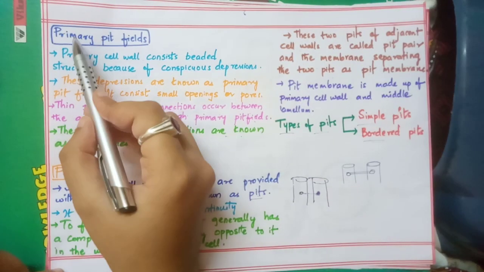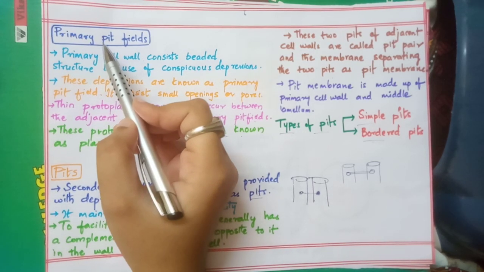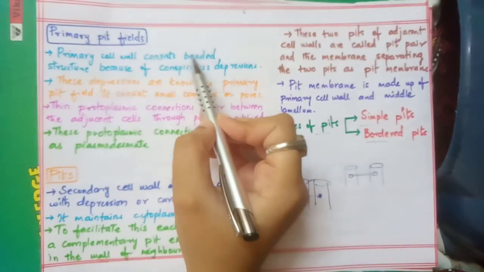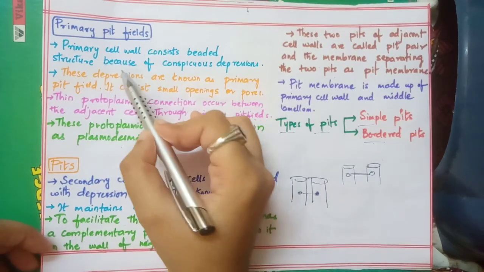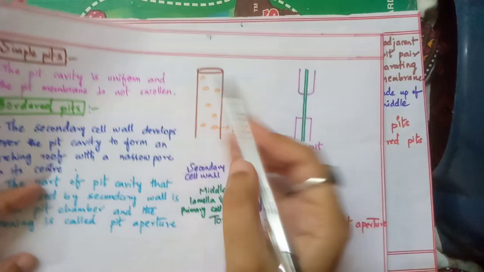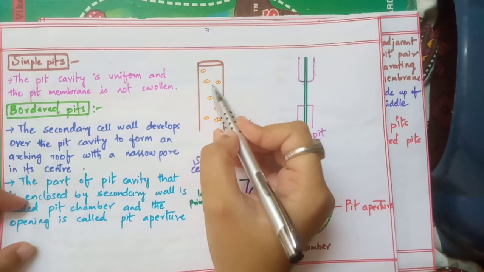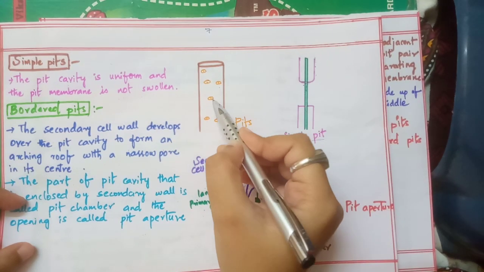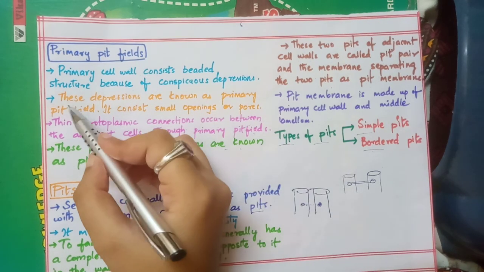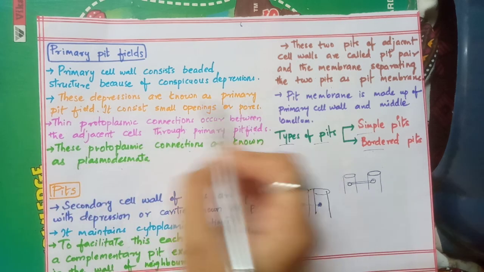Here the first one is primary pit fields. As we already discussed about the structure of the primary cell wall, on that particular primary cell wall, it consists of beaded structures because of the conspicuous depressions. See here in this diagram, this is the structure of the tracheate, xylem tracheate. On this particular structure, we are seeing small depression-like structures. It is known as pit fields. Here, these depressions are known as primary pit fields.